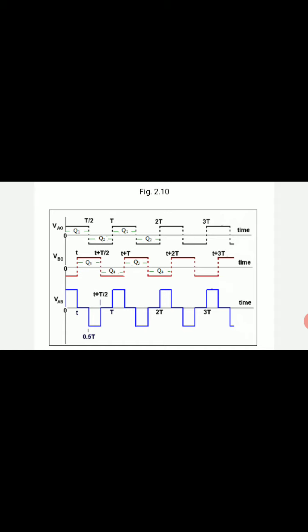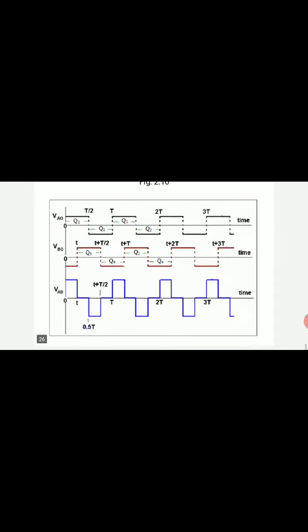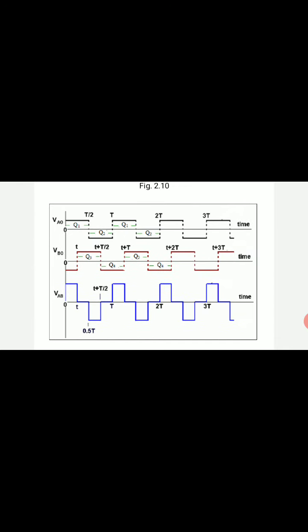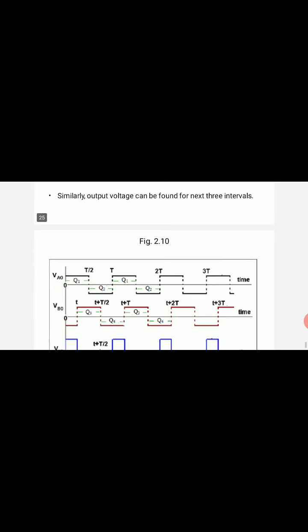Again in the next state, you can see that transistors Q2 and Q3 will be conducting and the total voltage appearing across the load will be minus VDC, and this continues. So this is the working of a full bridge single phase voltage source inverter.